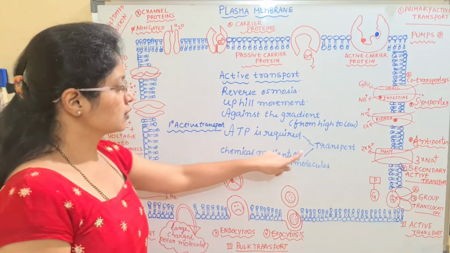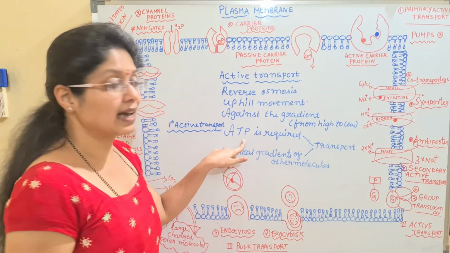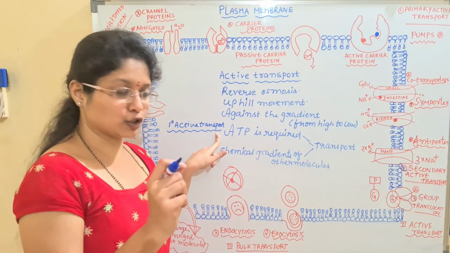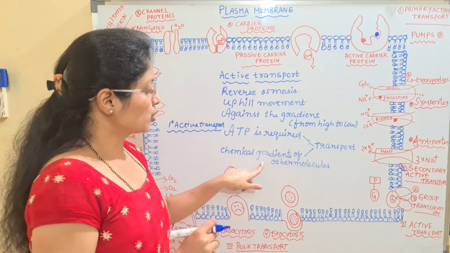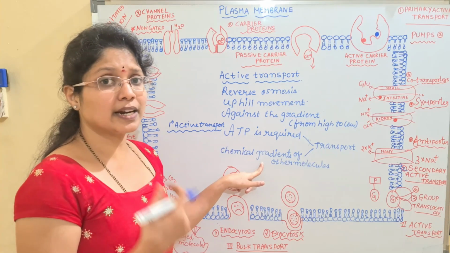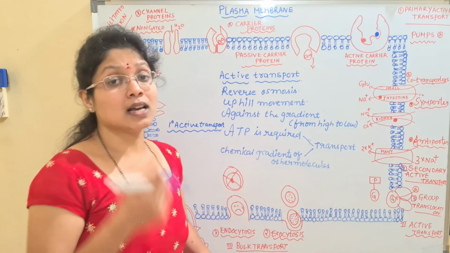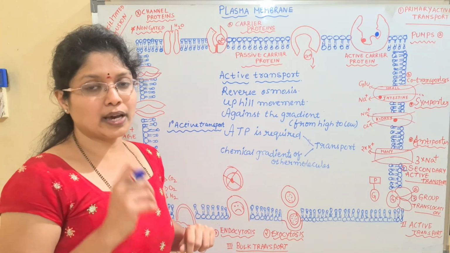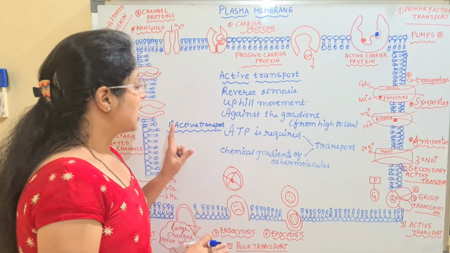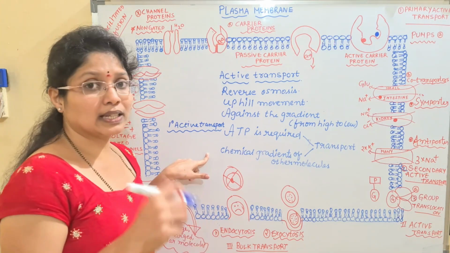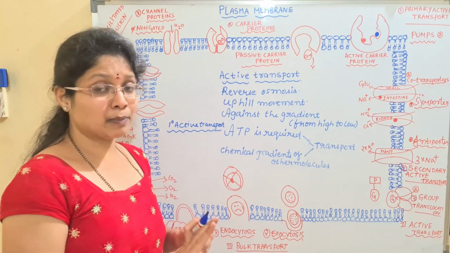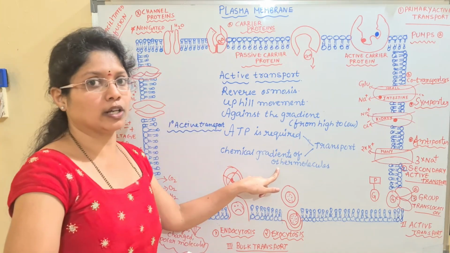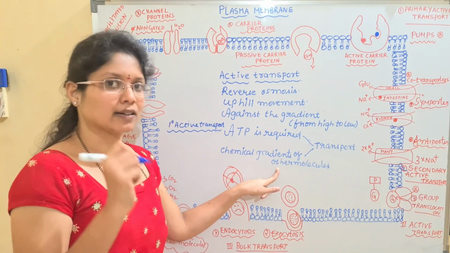Is it clear, children? The transport which is taking help of ATP directly for its movement, we call it primary active transport. Then what about the transport which will be utilizing the chemical gradients of other molecules? It is known as secondary active transport. Clear with this? Primary active transport is the one where the ATP is required directly, and in the active transport where the ATP requirement is not present, but energy will be sourced from the chemical gradients of other molecules, we call it secondary active transport.